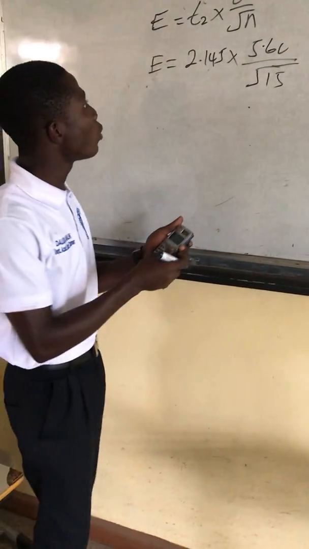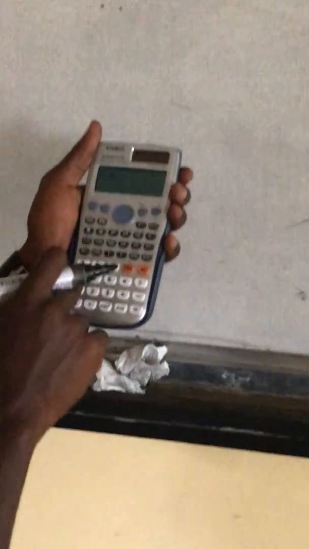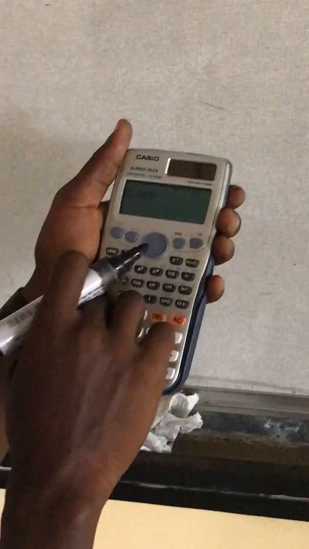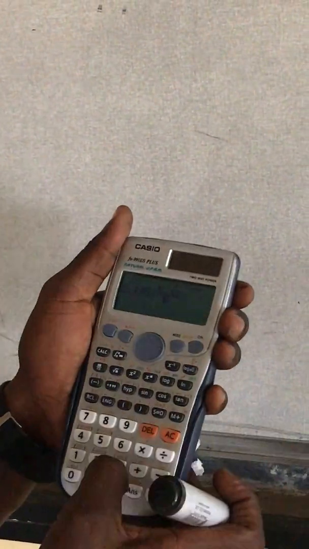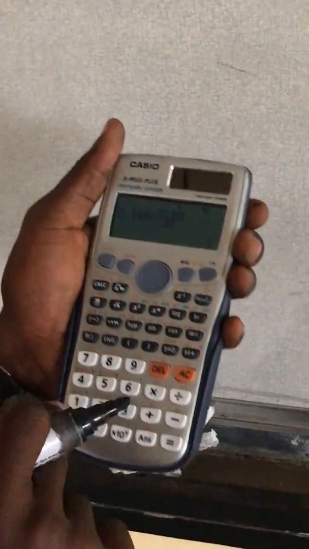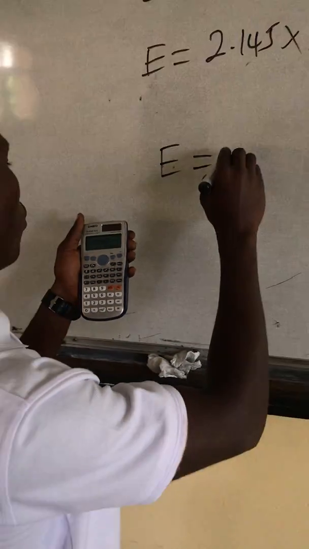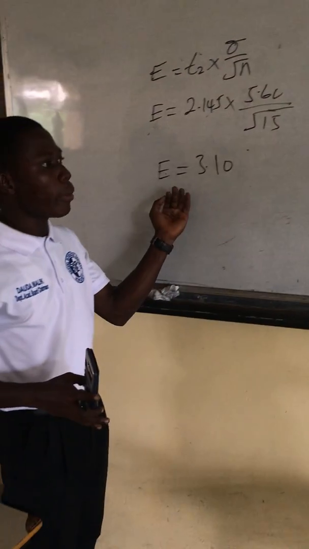Okay. So 2.145 times 5.60 over root of 15. So my final answer was our E is equal to 3.10. So this is my margin of error.